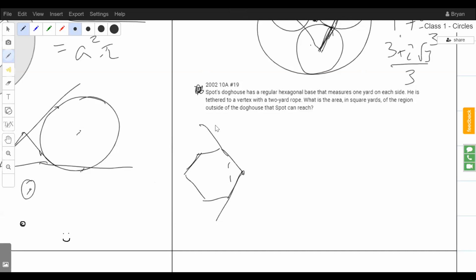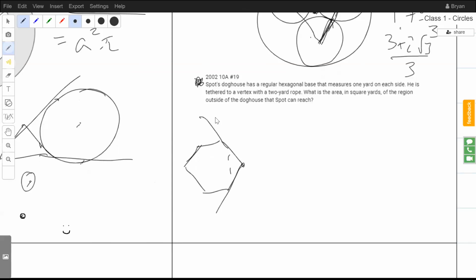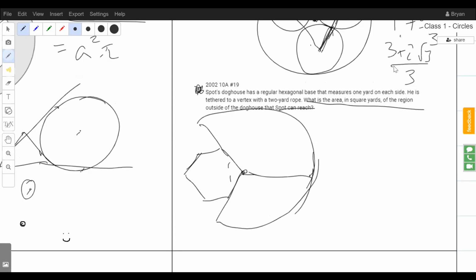But anyway, we know that Spot can only go to a point 2 yards away at most. So this problem seems a lot like it's asking, what's the area of the points that are within 2 yards of this point? And that's exactly what a circle's definition is. There's a set of points an exact distance away from another point. And since it's asking for the region that he can reach, it's referring to the area inside of this circle. Yes, you're right, it actually is a sector. It's actually multiple sectors, but I like to call it a circle because honestly, it's easier.